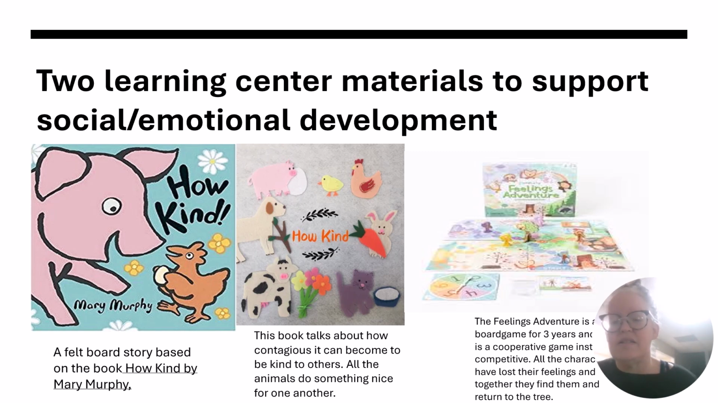And the next one is the Feelings Adventure Board book. This is from a company called Slumberkins, and they deal mainly with social and emotional support. This board game is for children 3 years and above. It's a cooperative game, not competitive, and all the characters have lost their feelings, and they have to help each other find their feelings and get them back to the tree. So it's just a really great way to explore the entire gamut of little emotions, and big ones too.